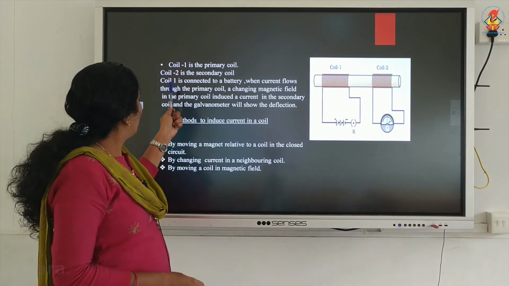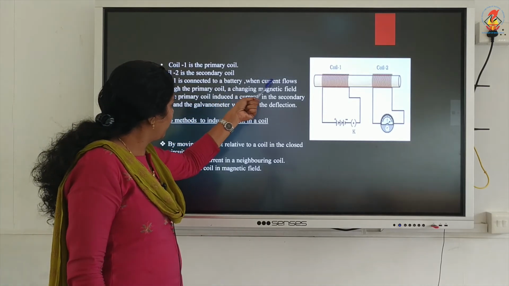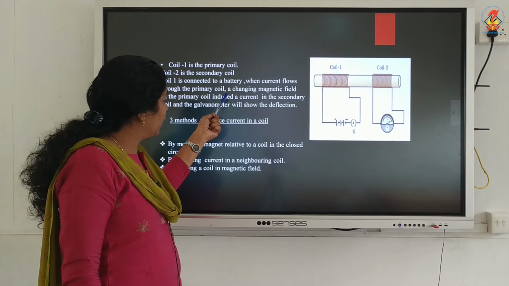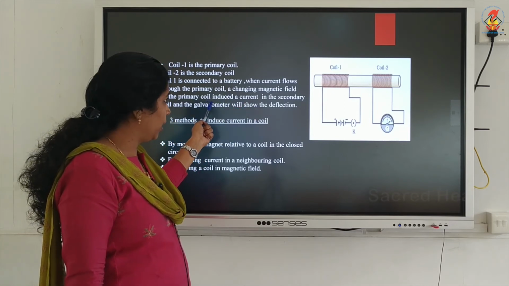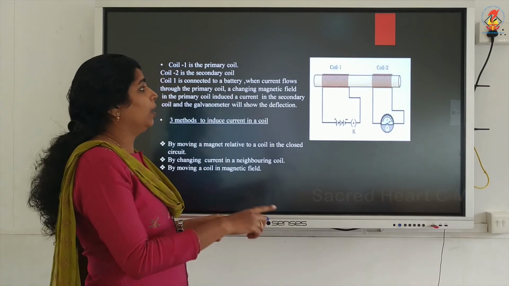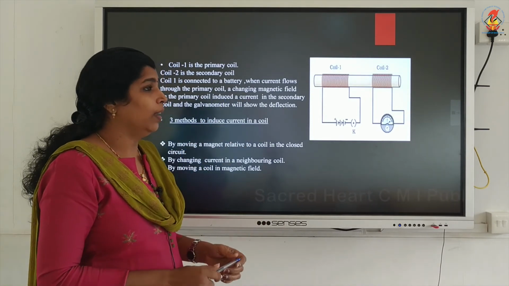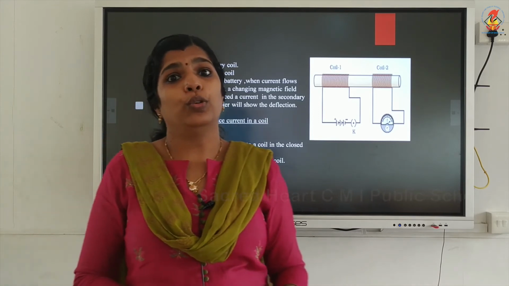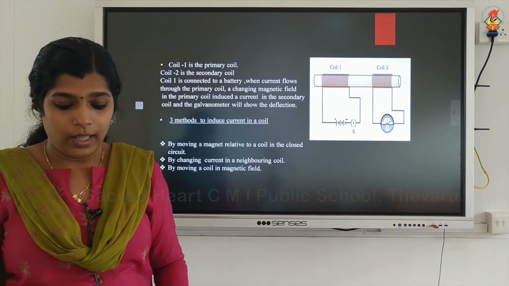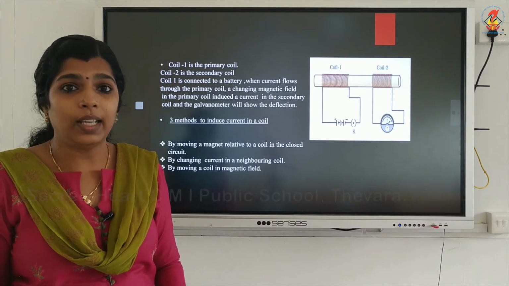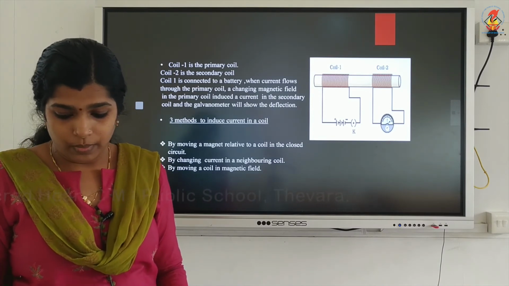So, coil 1 is connected to a battery. When current flows through the primary coil, a changing magnetic field is produced in the primary coil, which induces a current in the secondary coil, and the galvanometer will show a deflection. That is known as electromagnetic induction.